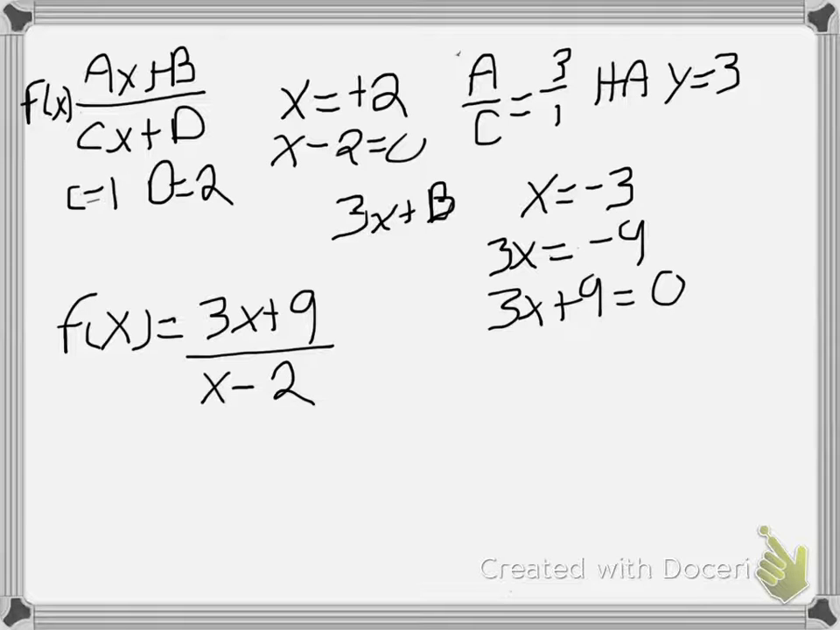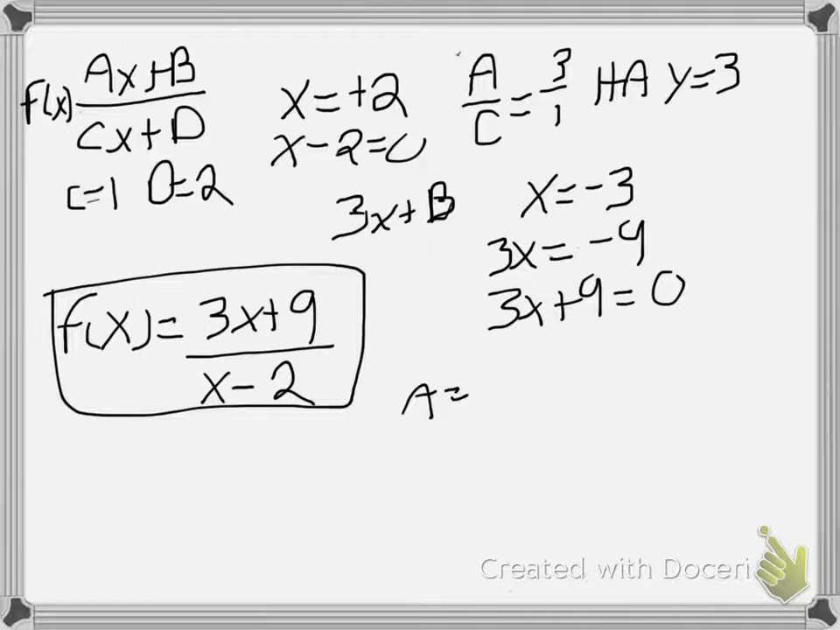So this is our function, and our values for a, b, c, and d is 3, b equals 9, c equals 1, and d equals negative 2. Now I know that was pretty much clear as mud, let's go ahead on to number 8, and we'll go ahead and work on that one and see if that makes it a little bit easier for you.